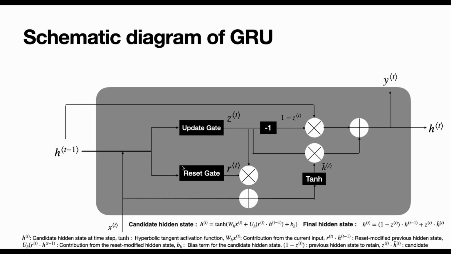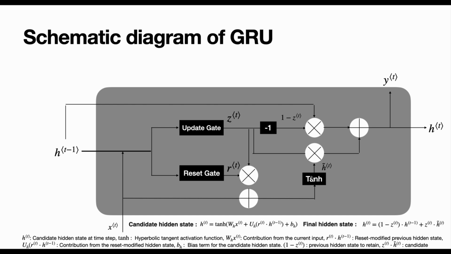This diagram illustrates how a gated recurrent unit, GRU, processes information at a specific time step. GRU uses two key mechanisms: the reset gate and the update gate. The reset gate controls how much of the past hidden state, h(t-1), is forgotten, allowing the model to focus on relevant new information from the current input, x(t). The update gate determines how much of the new information is added to the current state and how much of the past state is retained.